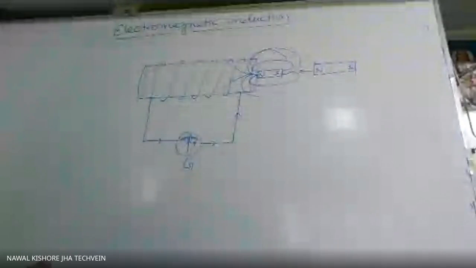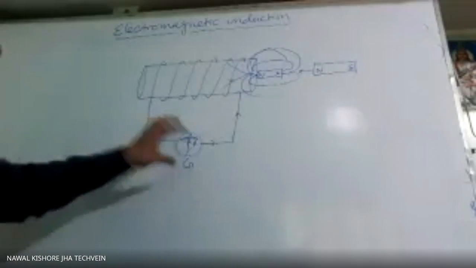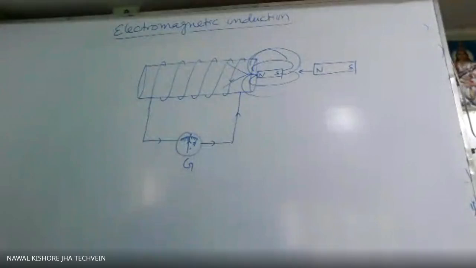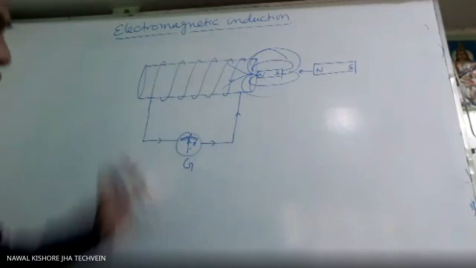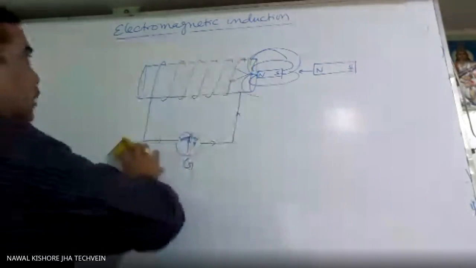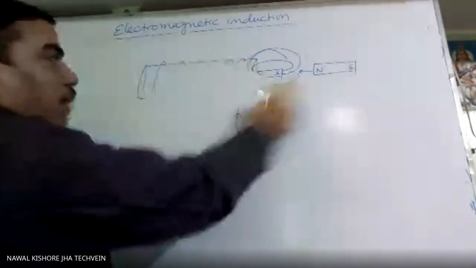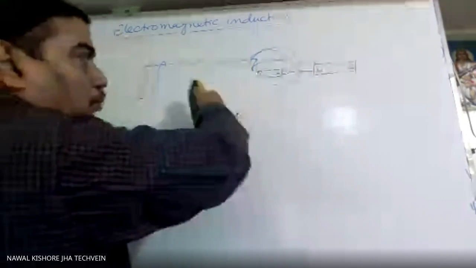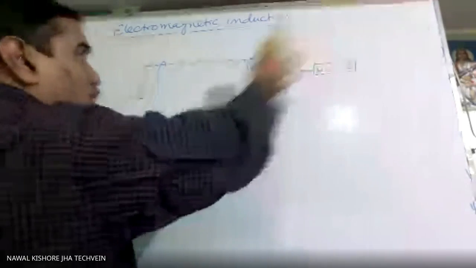So this simple experiment proves EMF is induced in the conductor or coil whenever there is a change in magnetic flux linked to it. This we have already seen in class 10, not in detail. Many experiments or different cases are there. What will happen if the North Pole is approaching, or the South Pole is coming, or the South Pole is going away?